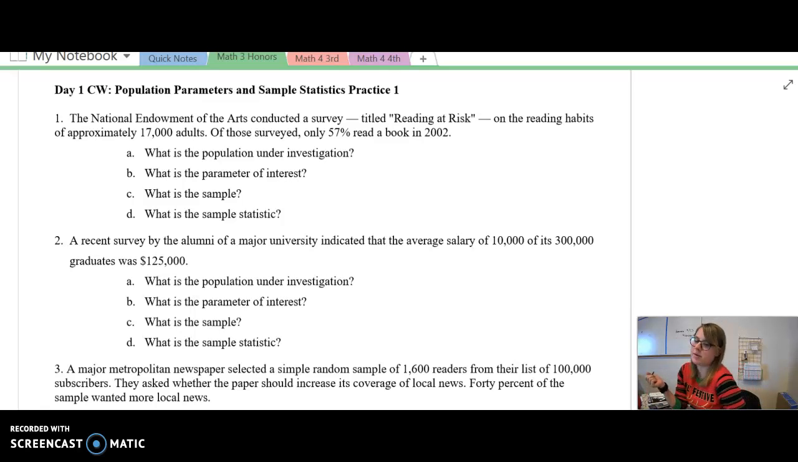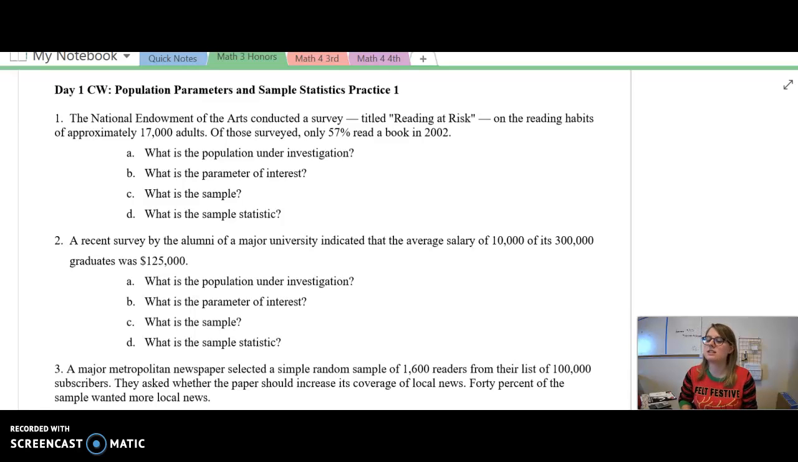Alright, so talking about parameters. If you remember, a parameter is the value that represents a population, and we also have to tell the difference between parameters and statistics. So a parameter is the value that represents a population. This is a lot better in terms of non-bias.